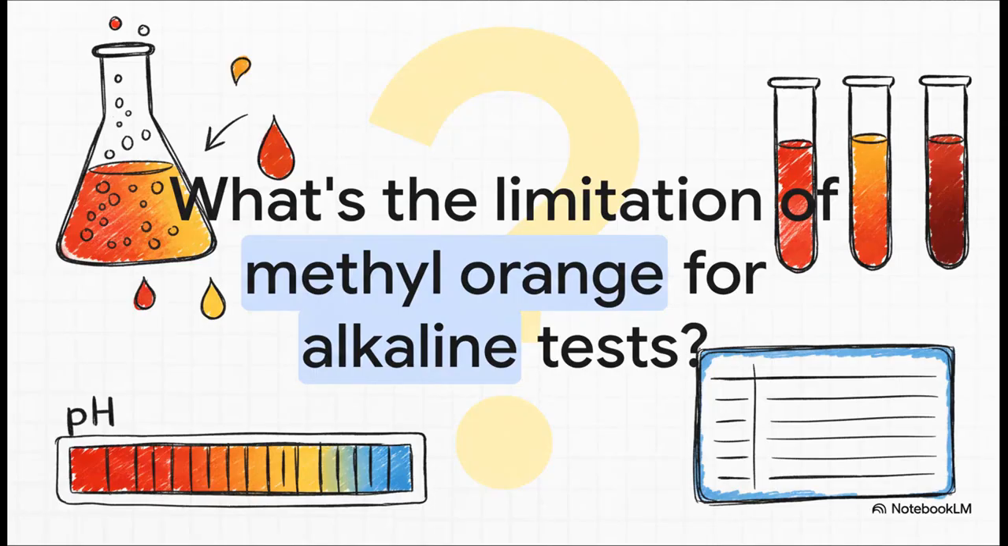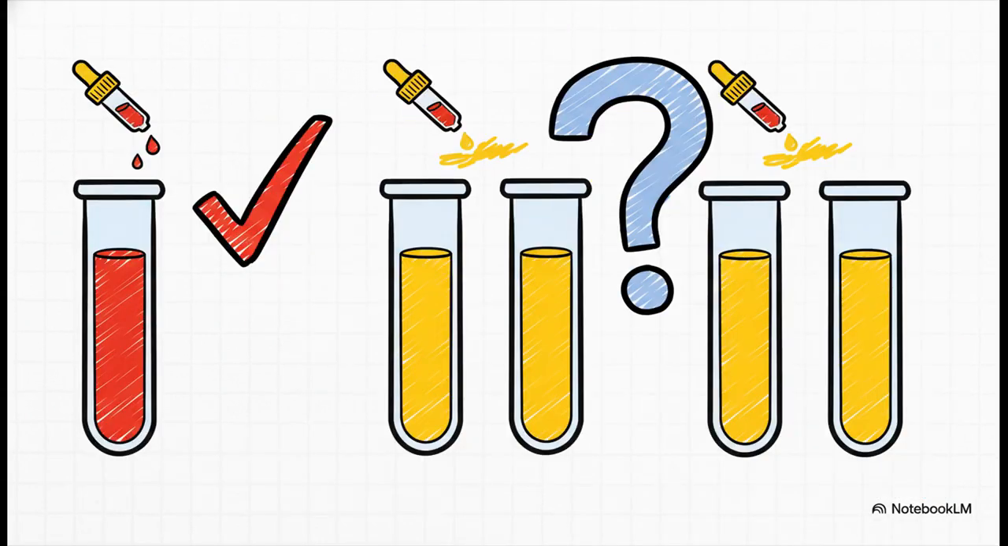Okay, take a closer look at that chart for a second. Let's say I gave you an unknown solution, and you had to figure out if it was alkaline, but the only tool you have is methyl orange. You think you'd run into a problem? Yeah, you totally would. And this is a perfect example of why you need to know your indicators.